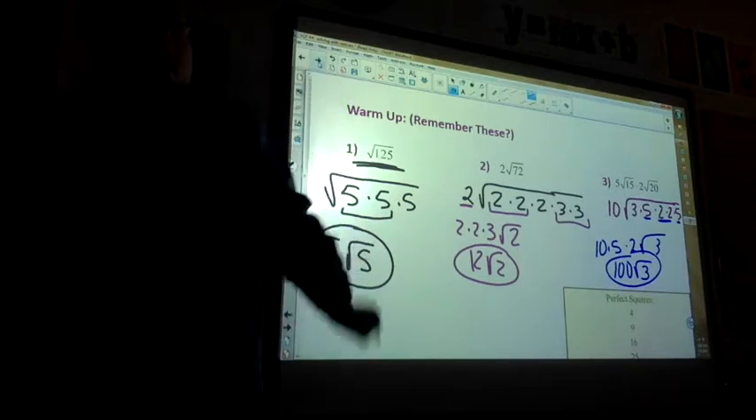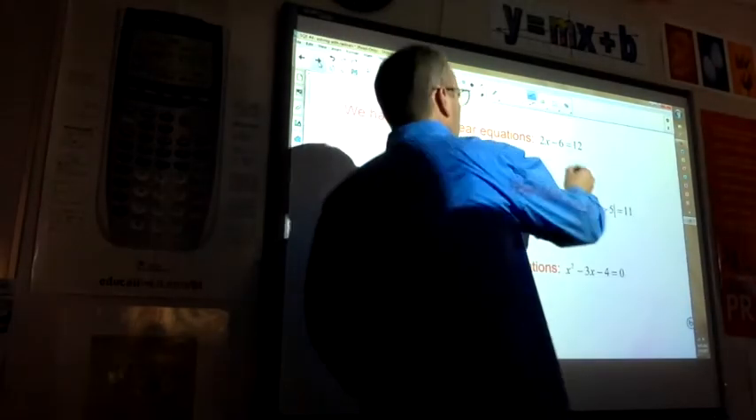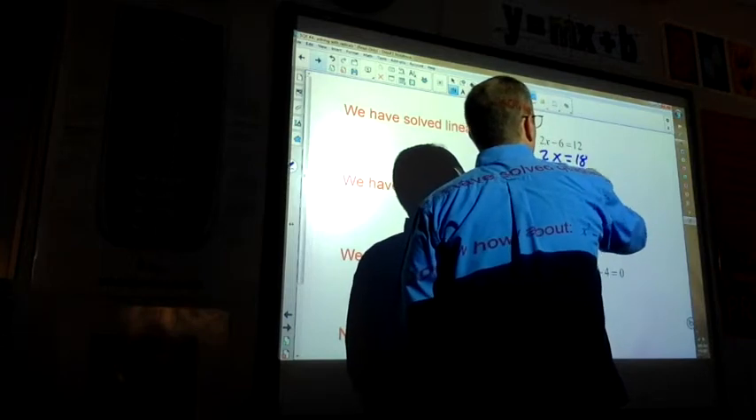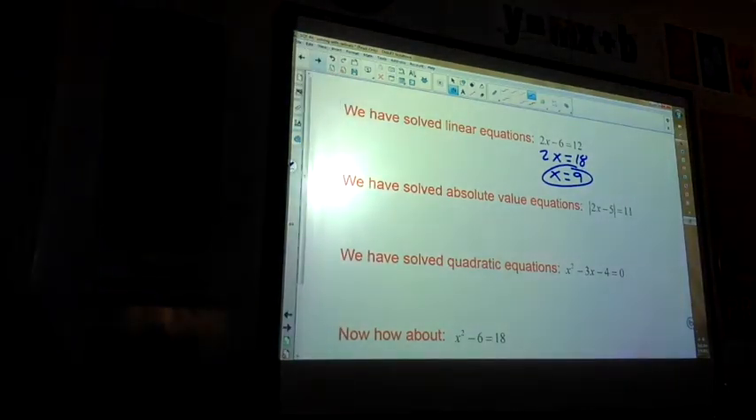All right. So we've seen that before. Okay, so we have solved linear equations. So this top one, you would add 6, divide by 2, and that's done. Okay? We just looked at that the other day, and we've taken a look at that a couple times. That was first semester stuff.